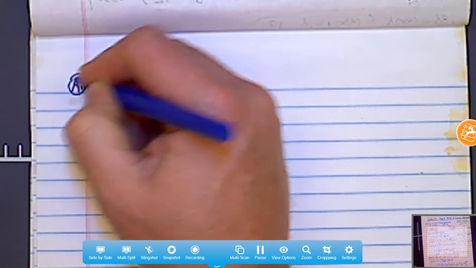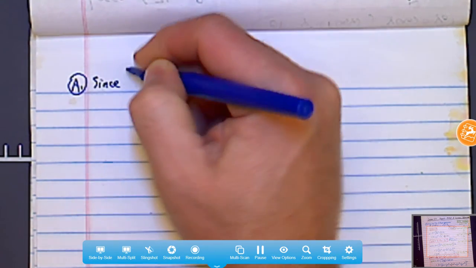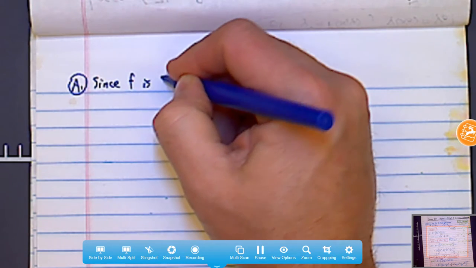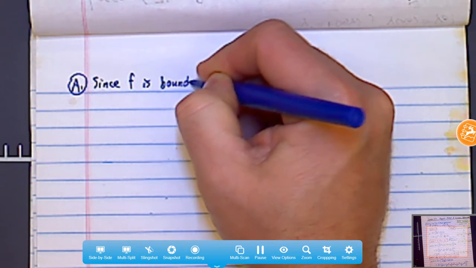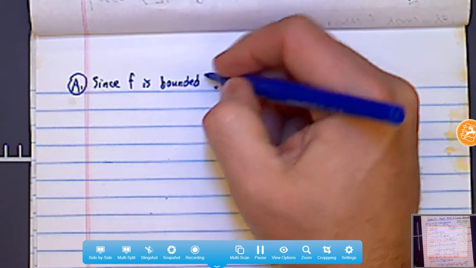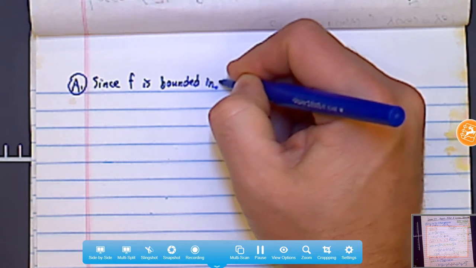So we want to prove part A, which is show how to determine what the interval is. Part A. Since f is bounded, that was one of the hypotheses, in S.